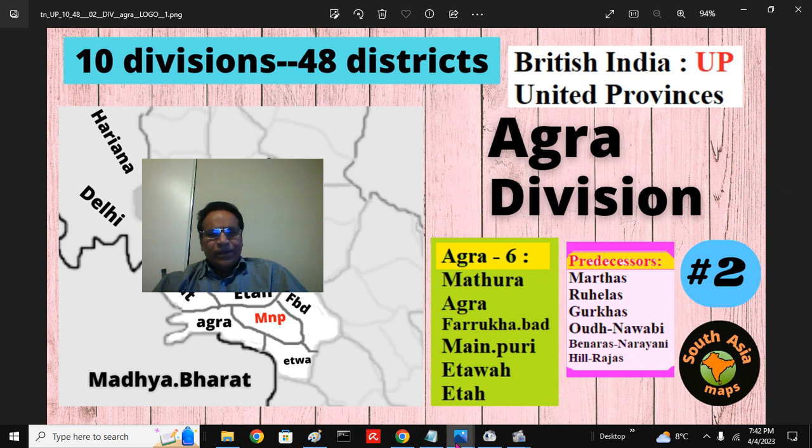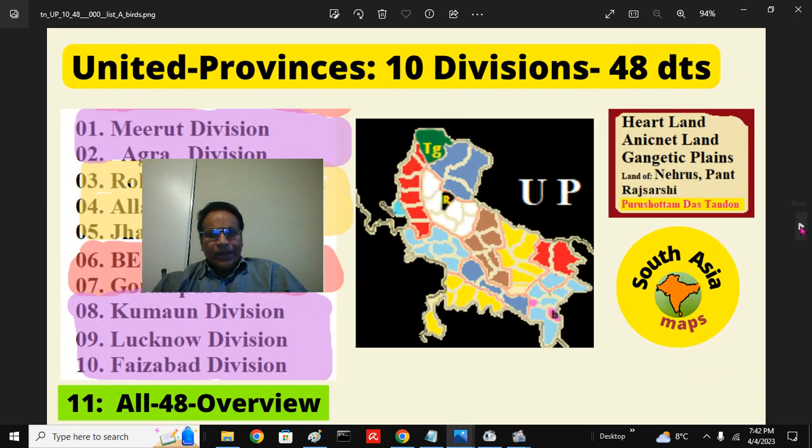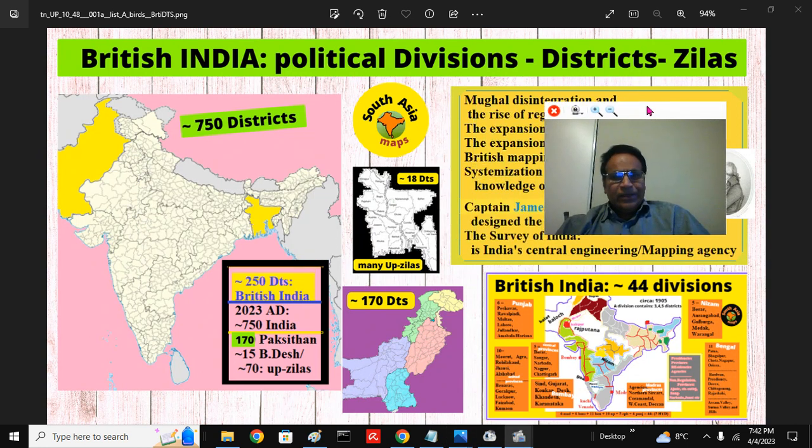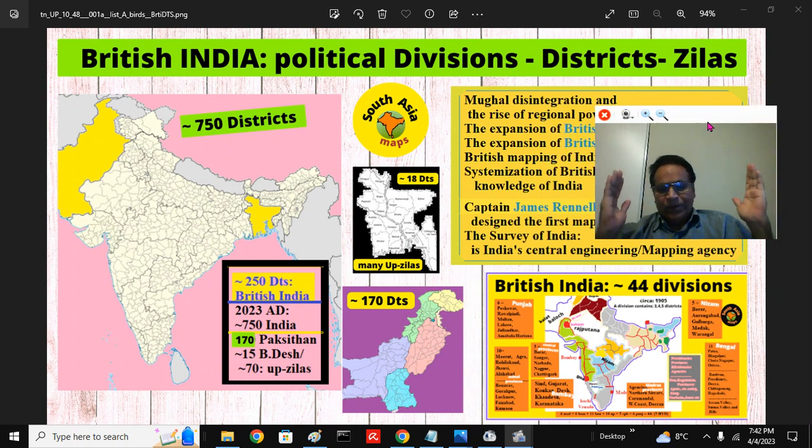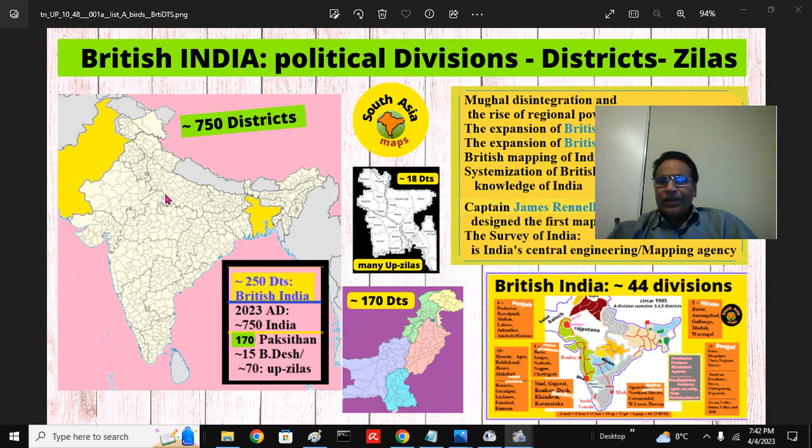And why this is very important, because it's very easy to remember the divisions and British India's districts. When the British left India, there used to be 250 districts or so, on both sides of the Radcliffe line, the partition line. As of 2023, there are 750 districts in India and 170 districts west of the Radcliffe line, and 18 districts plus 80 upazilas east of the Radcliffe line, that is Purbi Bengal. If you add them together, there will be more than 1,000.